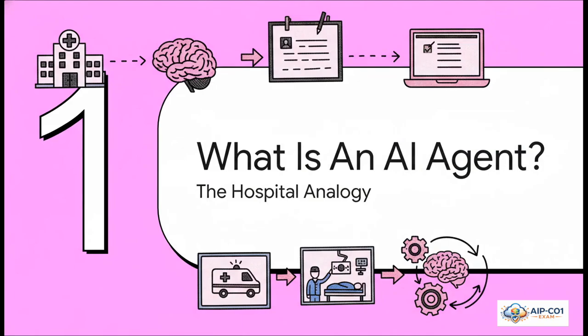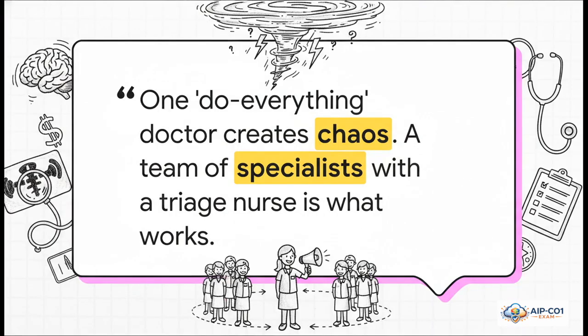What is an AI agent? And to really get this, we're going to use a simple, but honestly a really powerful analogy. A hospital. And this quote just nails it. Think about it. You would never, ever want a single doctor who tries to do brain surgery and then run over to read an X-ray and then handle the billing. It would be total chaos, right?